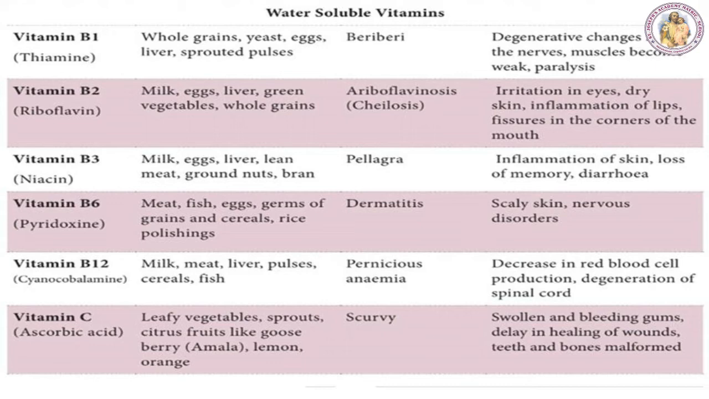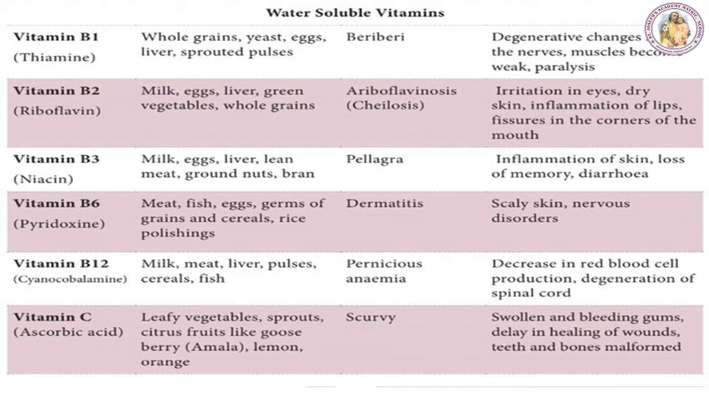Vitamin B2: milk, egg, liver, green vegetables, whole grains. And the deficiency disorder is ariboflavinosis, with irritation of eyes, dry skin, inflammation of lips, fissures in the corners of the mouth. Vitamin B3: milk, egg, liver, lean meat, groundnuts, bran. The deficiency disorder is pellagra, and symptoms are inflammation of skin, loss of memory, diarrhea.